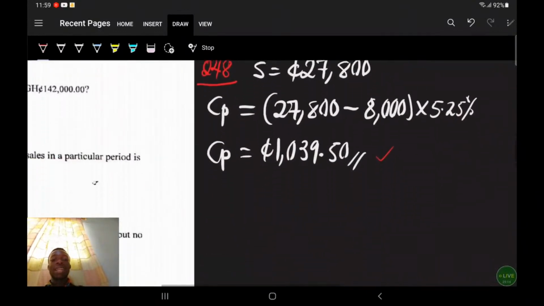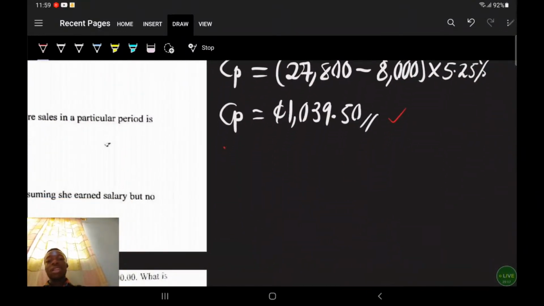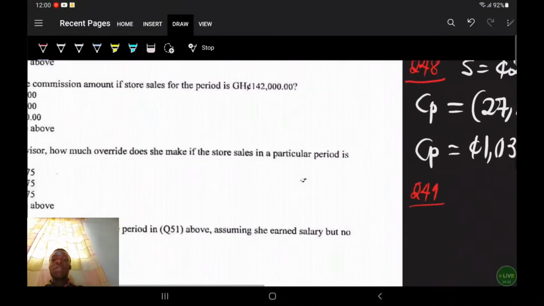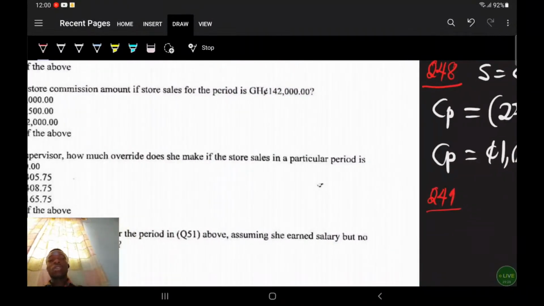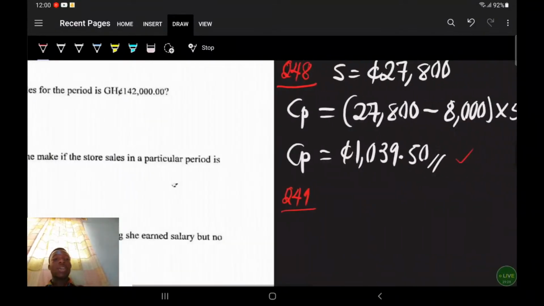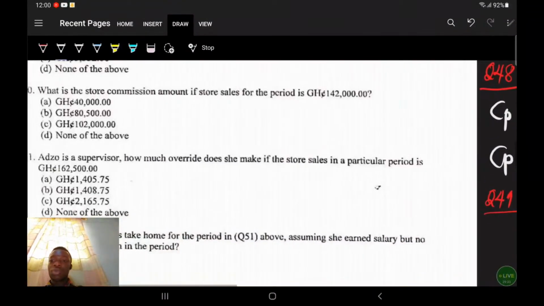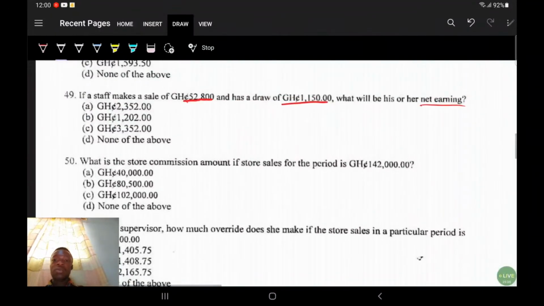So net earning, we said if there is any draw, then at the end of the day, you need to subtract the draw from the total gross earning of that staff for that period, then you get his net earning. So we can define net earning in this case. Let's see, was it a supervisor or a staff? Question 49, it was a staff, right?